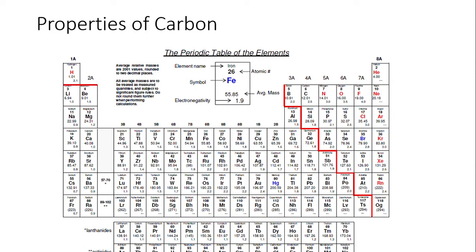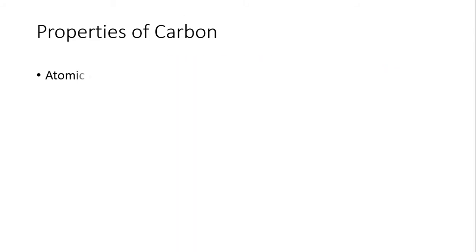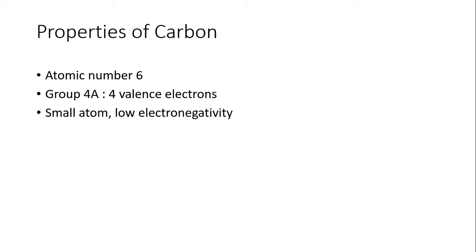Carbon, of course, is found here on the periodic table. It is atomic number 6, which means a total of 6 protons, 6 electrons in its neutral state. It belongs to what we call group 4A, which means that there are 4 valence electrons available for bonding in carbon. It's a small atom with low electronegativity, and because of those features, it can form up to 4 covalent bonds.